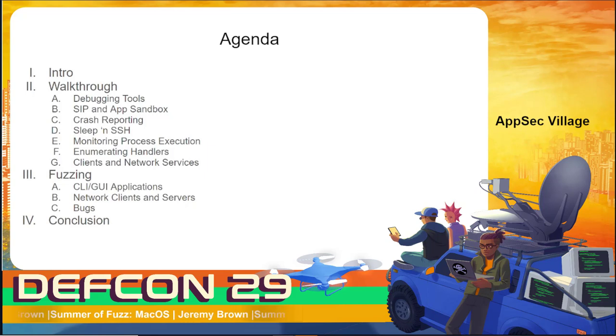Quick run through the agenda. We'll take a walkthrough of some of the debugging tools used on Mac for fuzzing, talk about SIP and the app Sandbox, crash reporting, how to deal with sleep and SSH stuff, looking at process execution, enumerating file and URL handlers, client and network services and how to discover those, and then talk about fuzzing the different CLI and GUI apps, fuzzing network clients and servers again, and some of the bugs found. Then finish off with a conclusion.